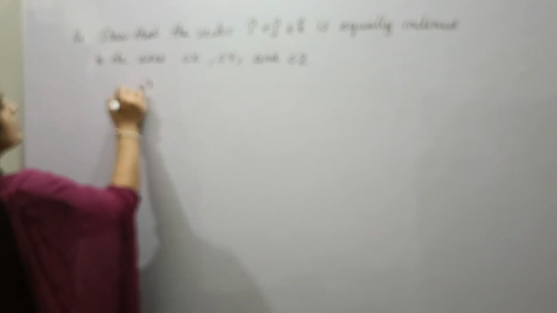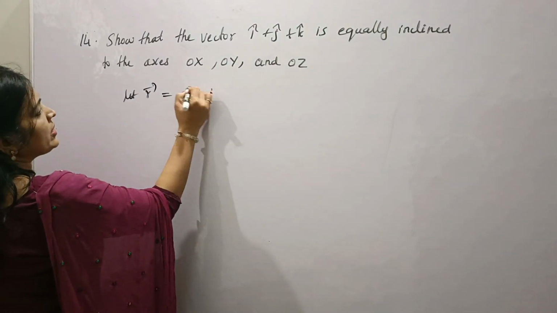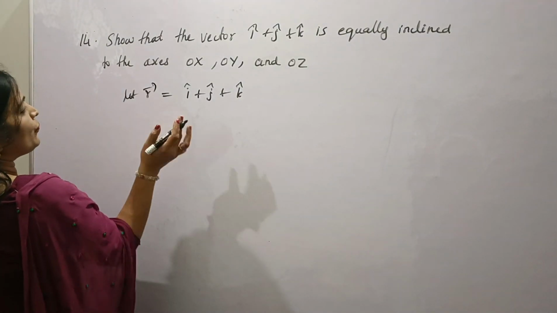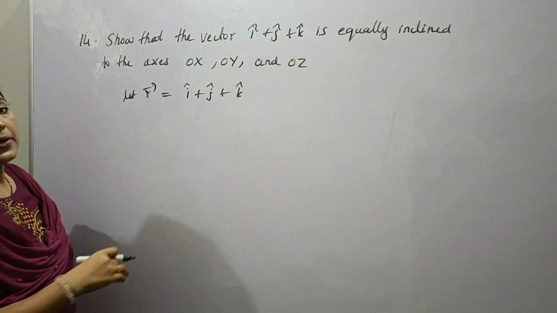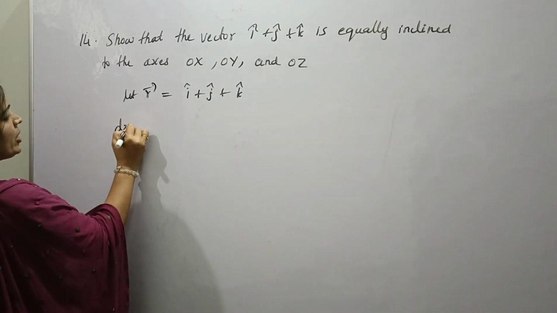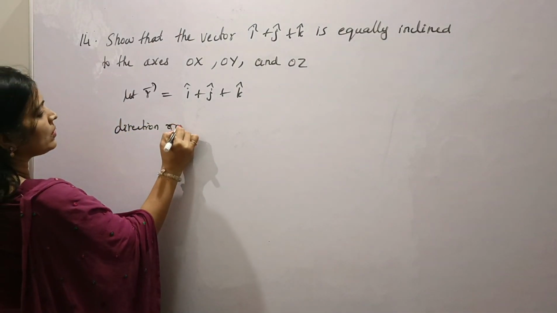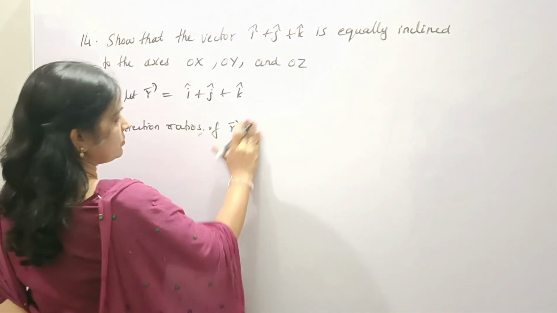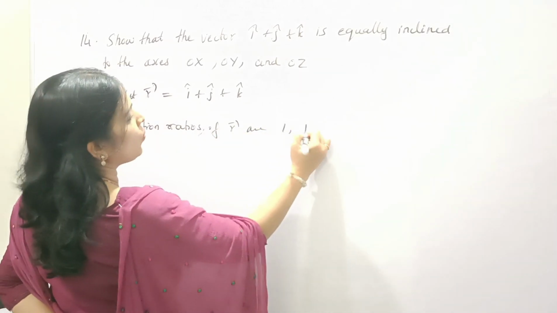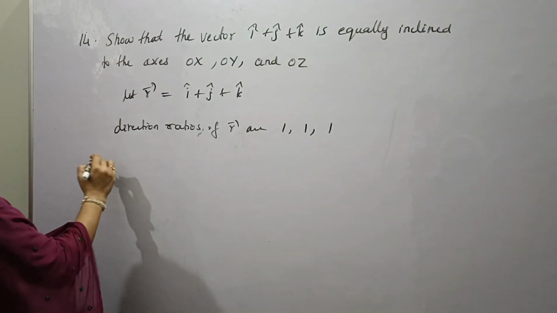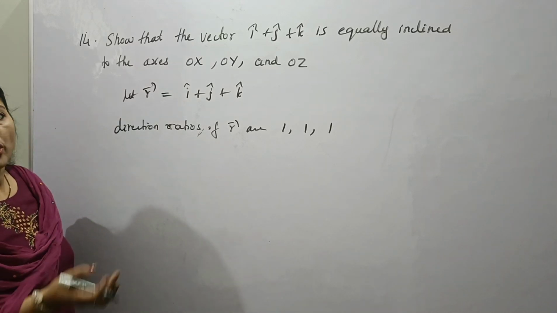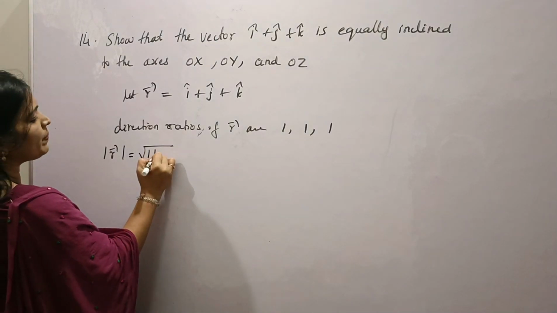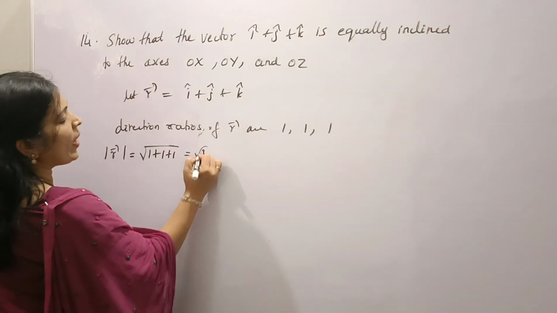See here, let r be the given vector i plus j plus k. Then now to find the direction cosines, let's write the direction ratios. Direction ratios of vector r are 1, 1, 1, right? And direction cosines. For that we need to find the magnitude of this vector, right? That is modulus of vector r is equal to square root of 1 square plus 1 square plus 1 square, that is square root of 3.